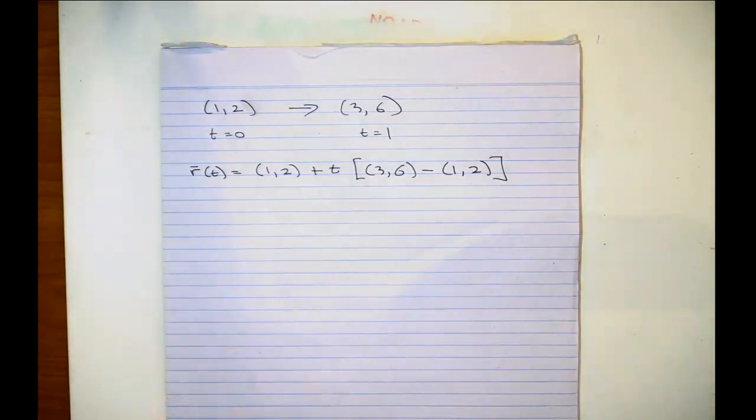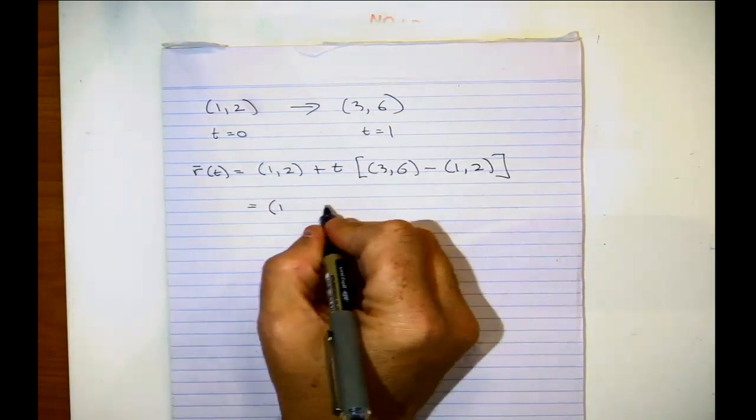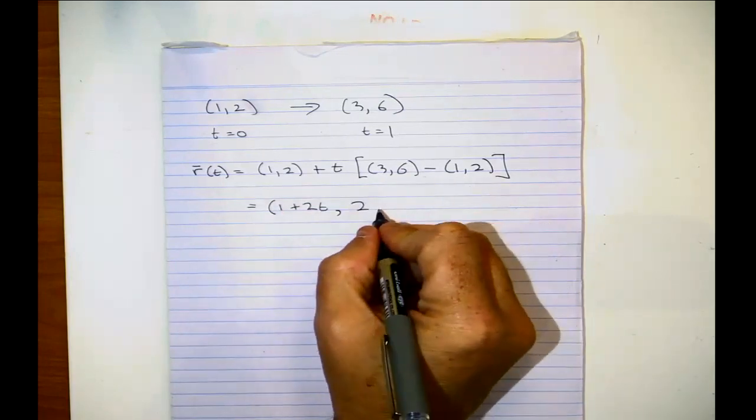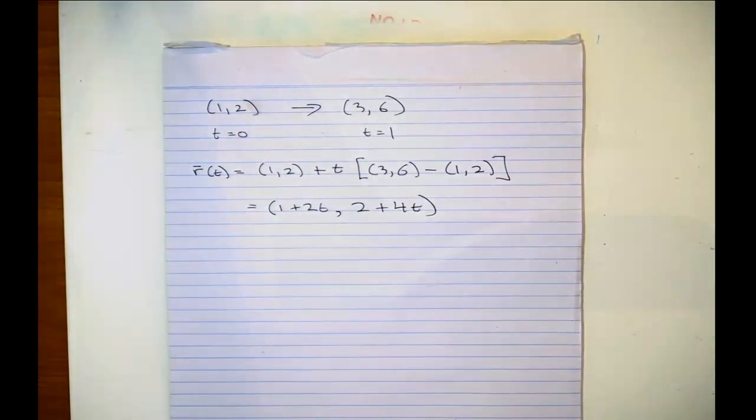And then you just clean this up. I usually write these as a single vector. And that will do it for me, because when t equals 0, I'm at the point 1, 2, and when t equals 1, I'm at the point 3, 6, done. So I can make this work for me and make life easy.